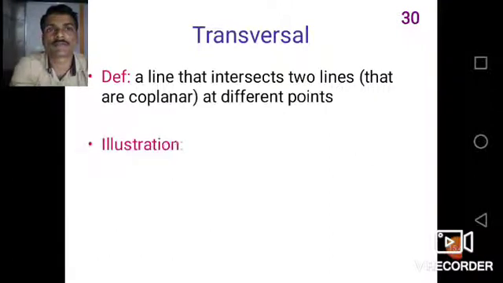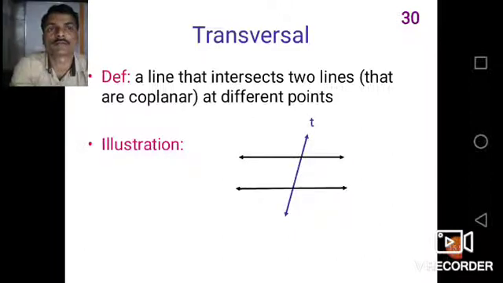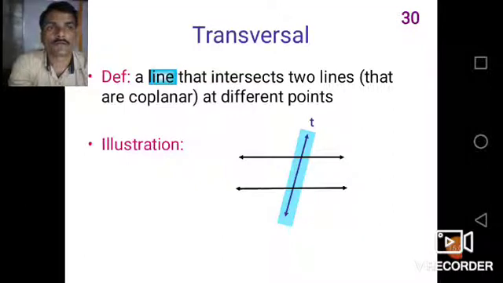The definition of a transversal is a line that intersects two coplanar lines at different points. Such a line is called a transversal. Here in this figure, T is a transversal and these two lines are coplanar lines.